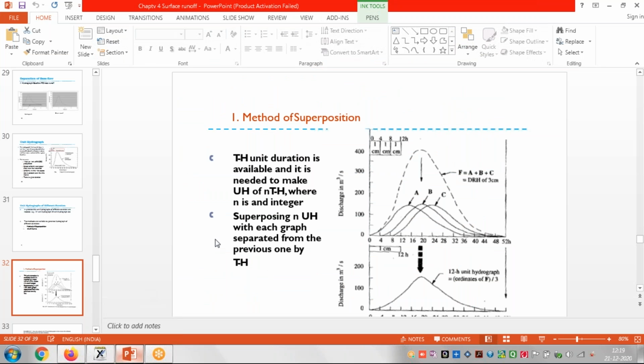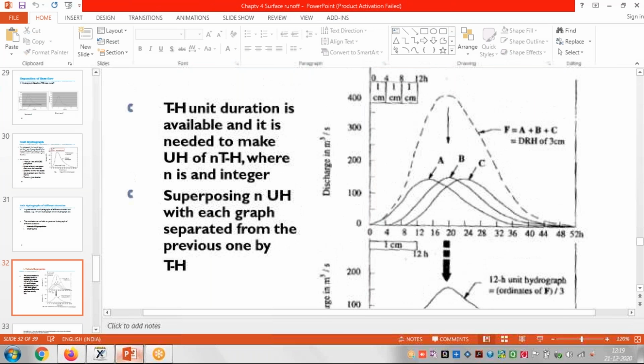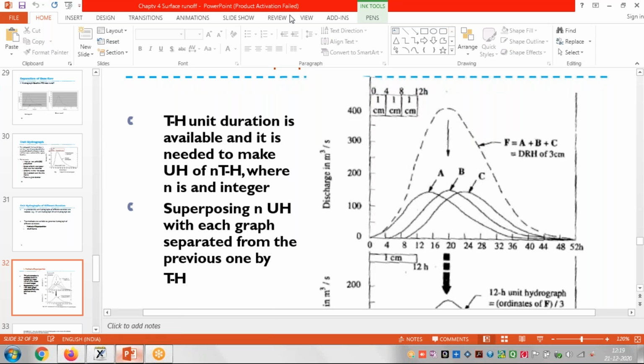So here I will tell you. See here, this is the time given. I will increase the size. We have already said that this is a D hour unit hydrograph, where D may be any hour. So here it is 4, 8, 12, 16, which means this is a 4 hour unit hydrograph.